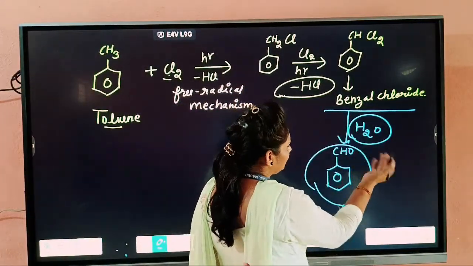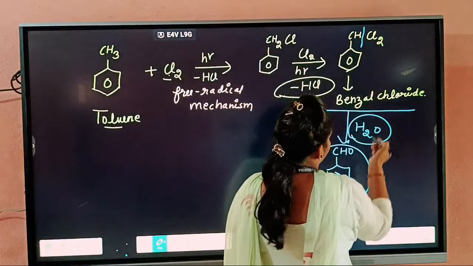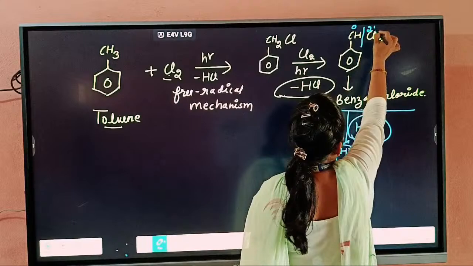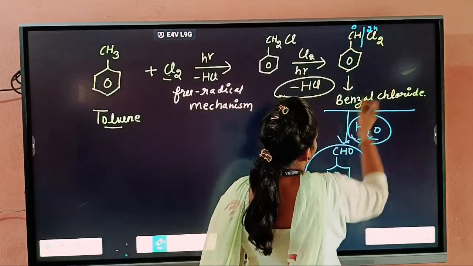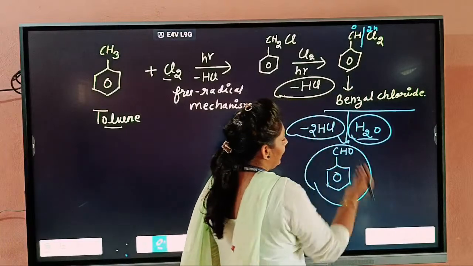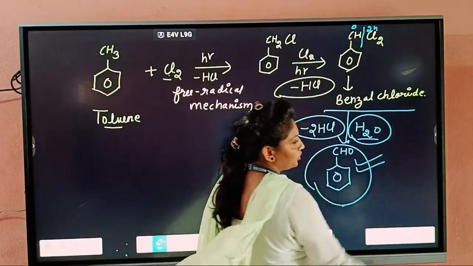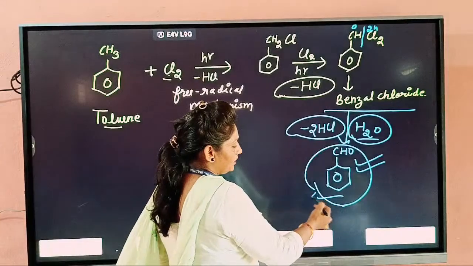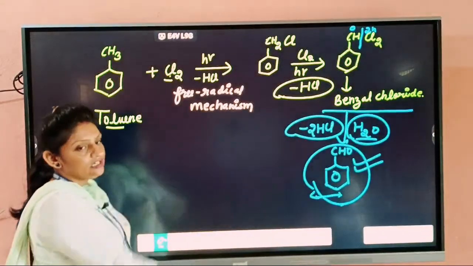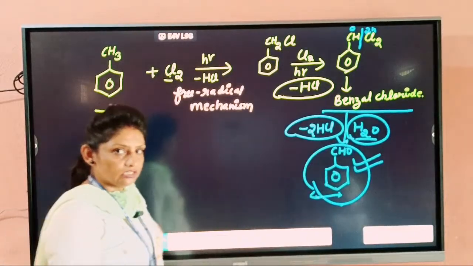Here, students, directly we can do it: we give one oxygen to this one and two hydrogens to this one. So from here, removal of two hydrogen chloride takes place, and we will get our desired product, that is benzaldehyde. So this method is known as side chain chlorination followed by hydrolysis.